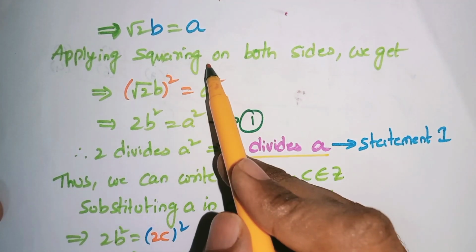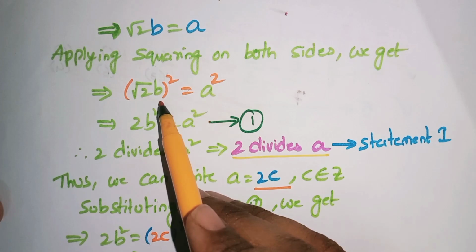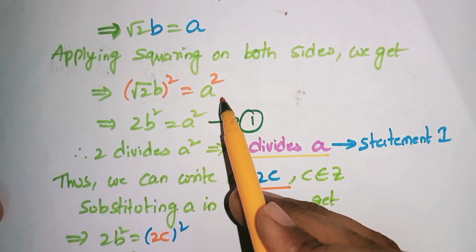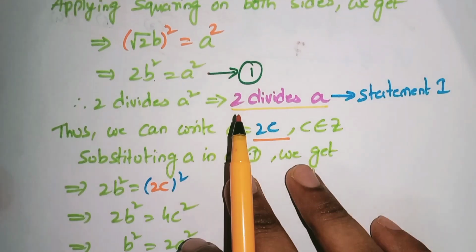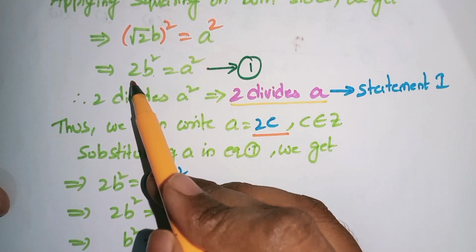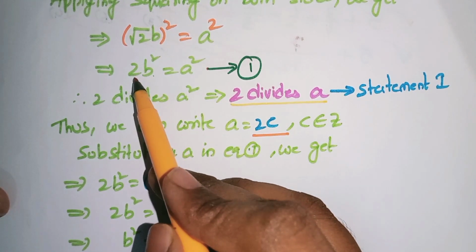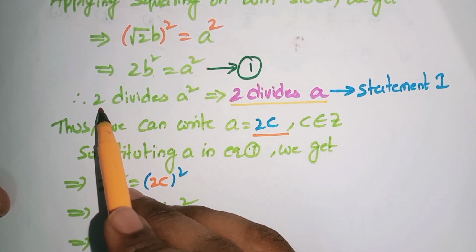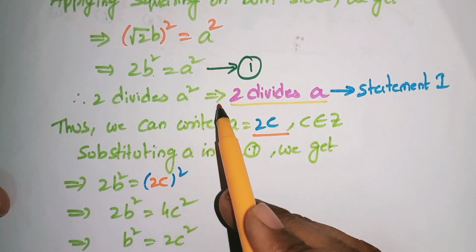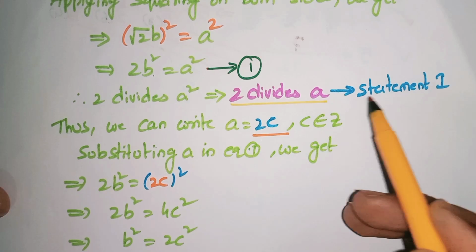Applying squaring on both sides, we get root 2B whole square, which is equal to A square. That is 2B square equal to A square. Here you can see if you multiply B square by the number 2, you get A square. That implies you can conclude 2 divides A square. That implies 2 divides A. It will be statement number 1.